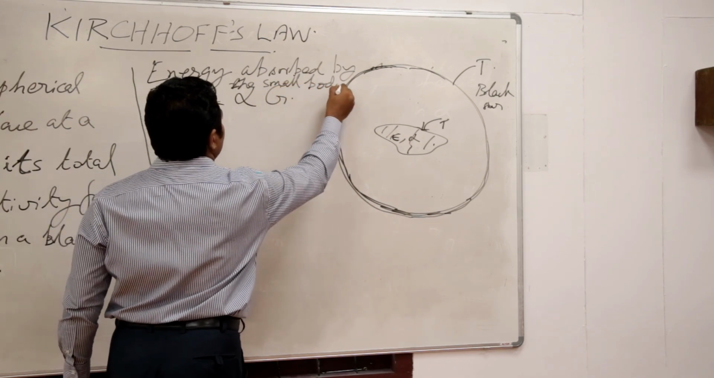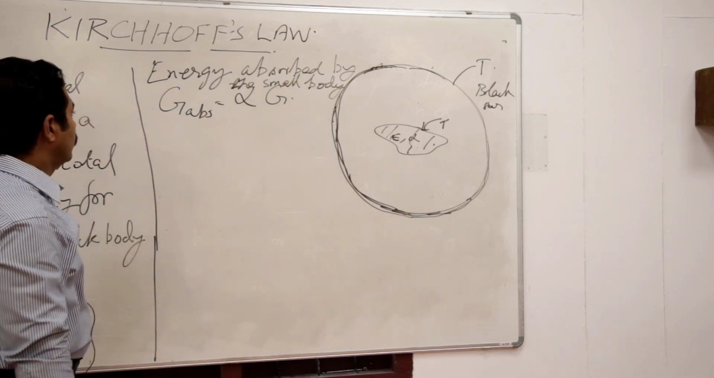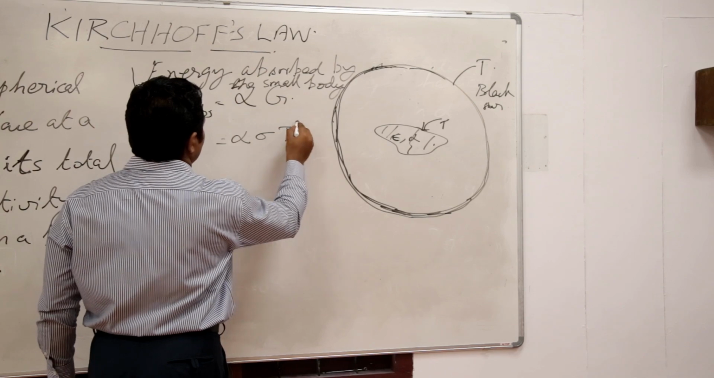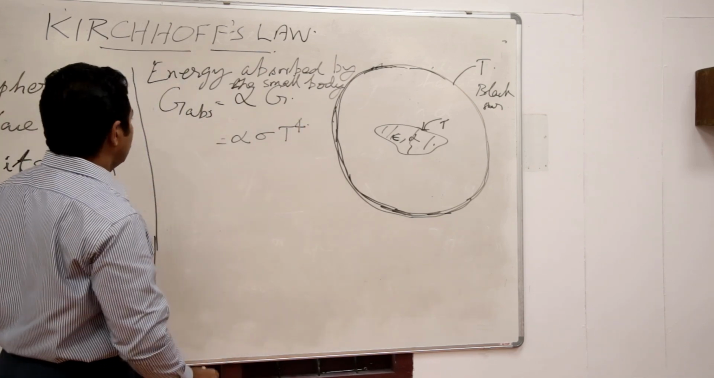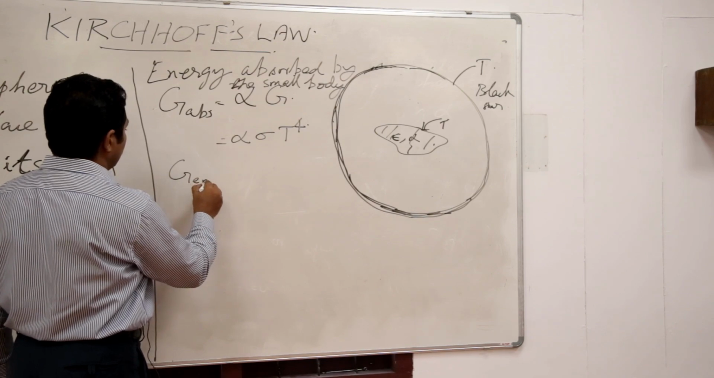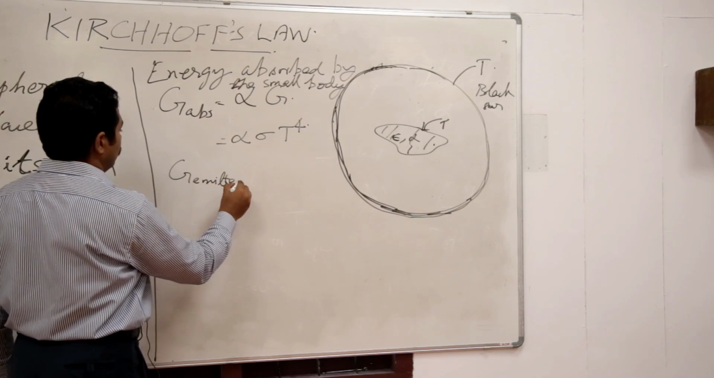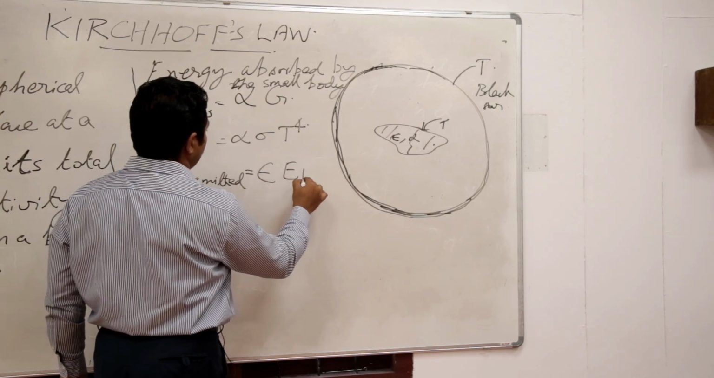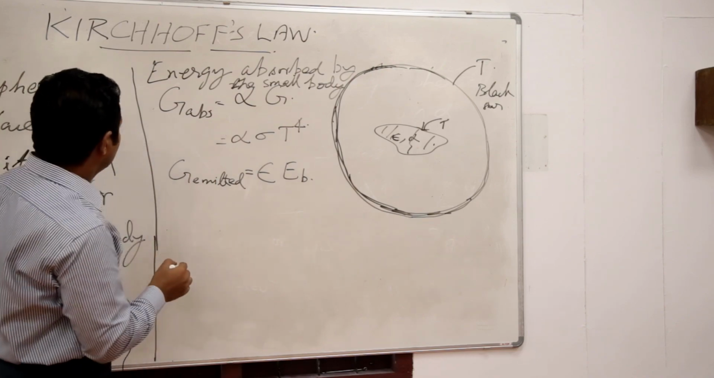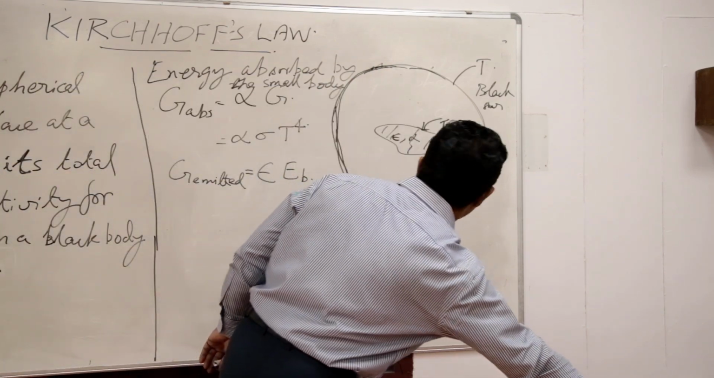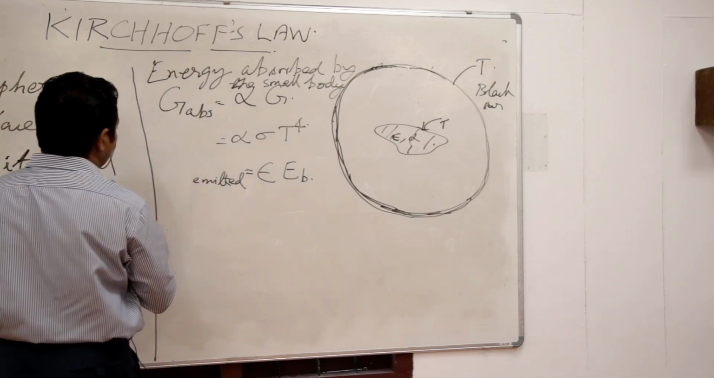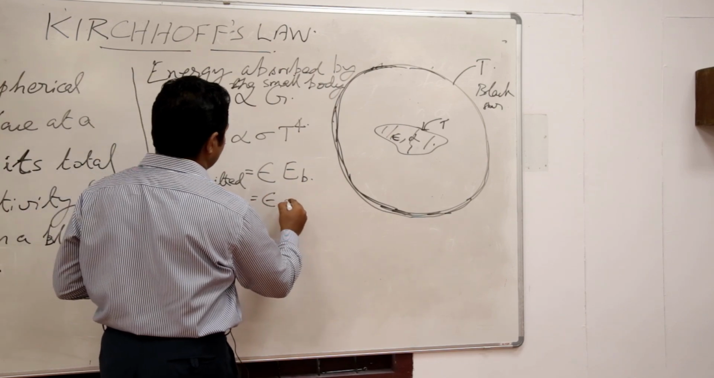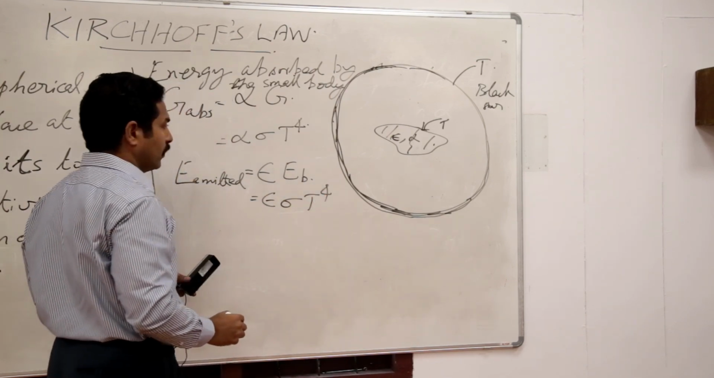Energy absorbed by the small body, G absorbed, is alpha G. This I can write as alpha times G irradiation, which is nothing but sigma T to the power of 4. Then what is G emitted? That is emissivity times EB, that is E. It is not G, it is E. E emitted is EB, and EB is nothing but sigma T to the power of 4 for a black surface.